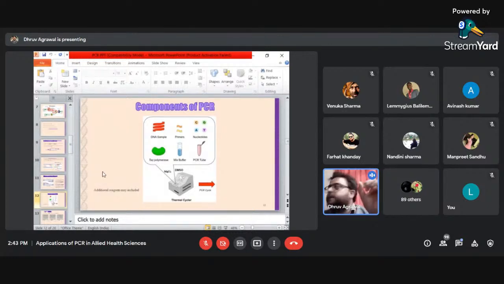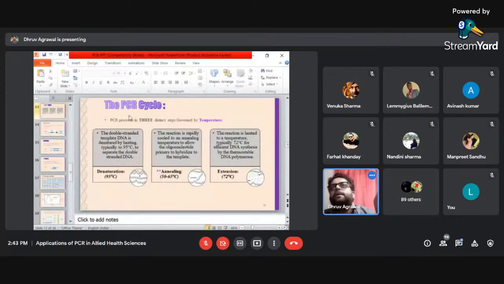Taq polymerase is the DNA polymerase enzyme which is going to synthesize the strand. Just like DNA polymerases in your natural replication process synthesize the strand, this Taq polymerase plays that role over here. Then this is the PCR cycle. The PCR actually takes place in 3 different steps, and these steps are differentiated on the basis of temperature.